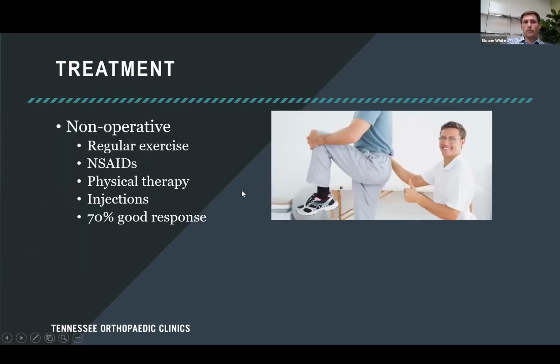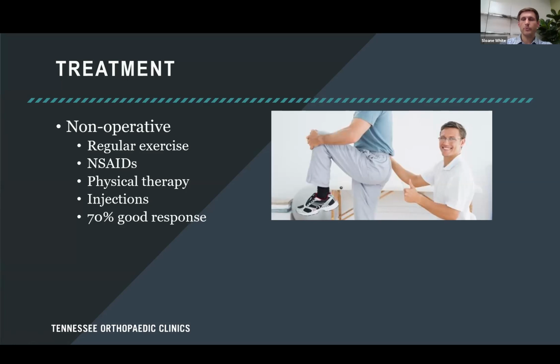So with everything when it comes to spine, unless there is some type of emergency, we typically start with non-operative treatment. We always encourage regular exercise, prescription strength anti-inflammatories, physical therapy. And if all those fail, the next thing we tend to look for is injections of steroid around the nerves or even in the joints to help calm down the inflammation caused by the arthritis to see if that can give relief of the symptoms.